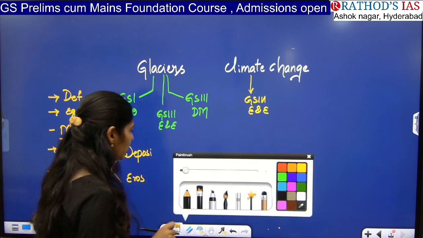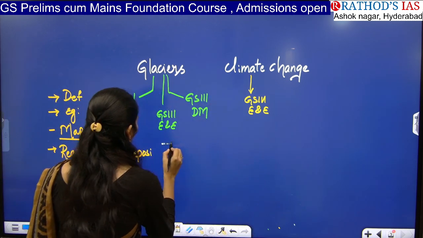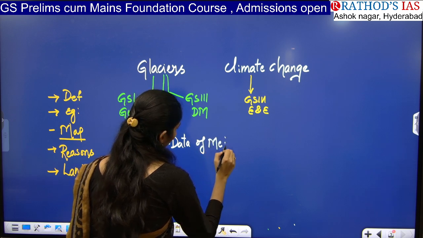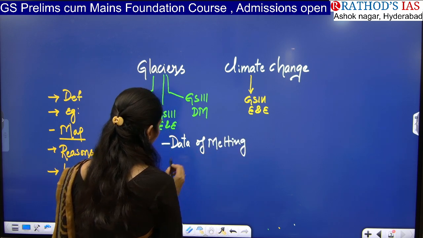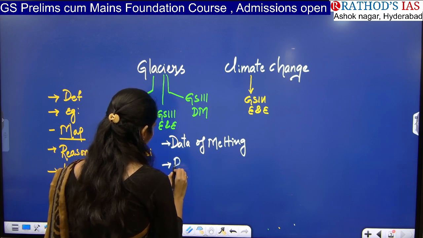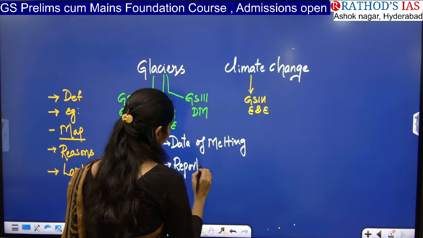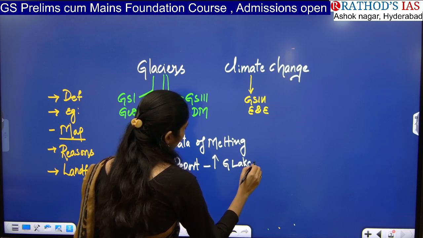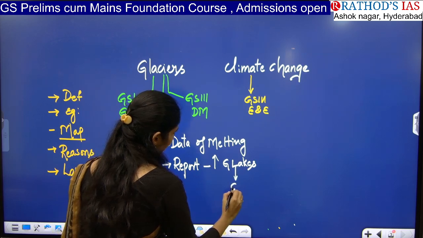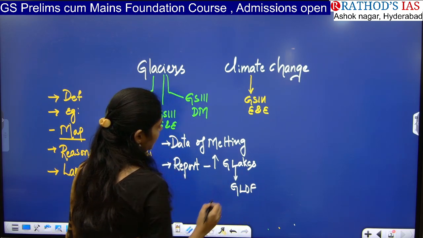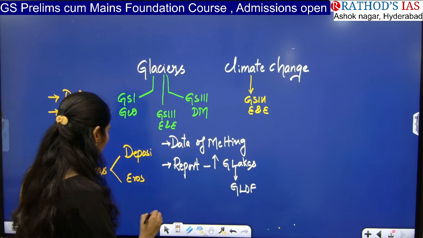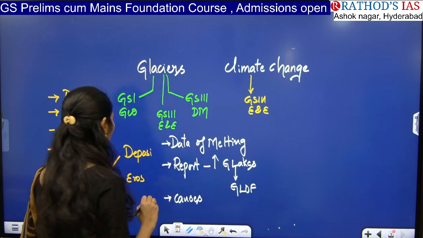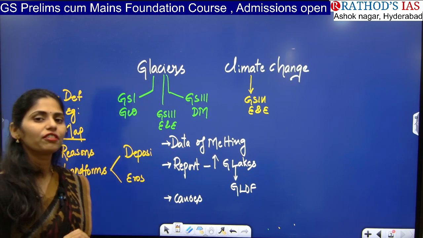From environment and ecology you have to see data of melting of glaciers in India. And next you have to see the recent report. One report is saying that there is increased formation of glacial lakes. So whenever glacial lakes are increasing, that will lead to glacial lake outburst floods. And you have to see what are the causes for increasing melting of glaciers in our country.